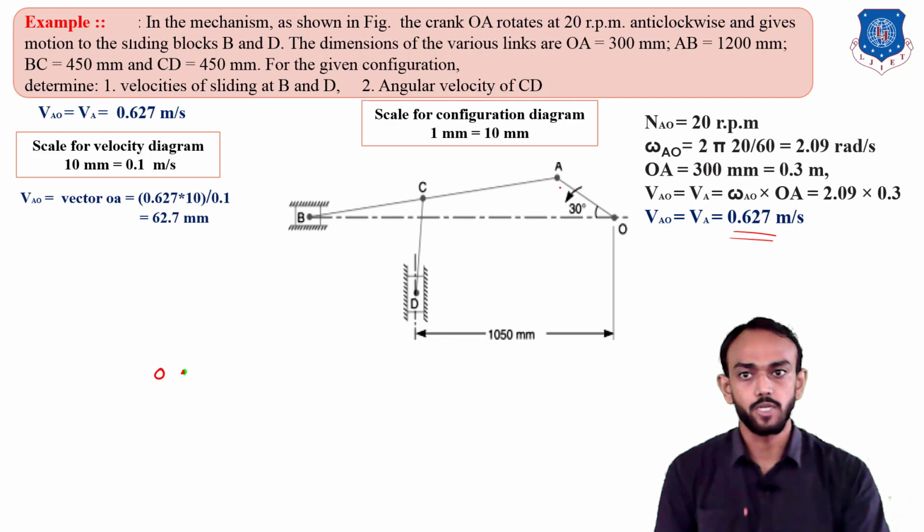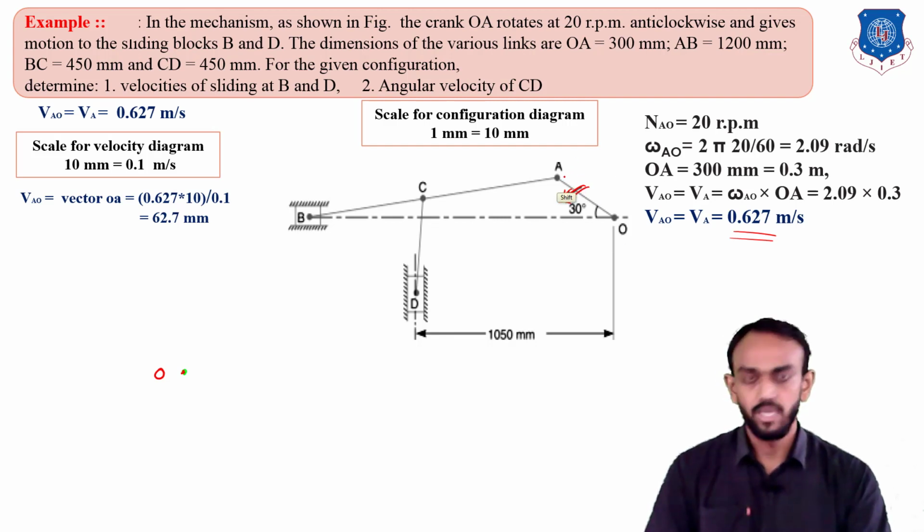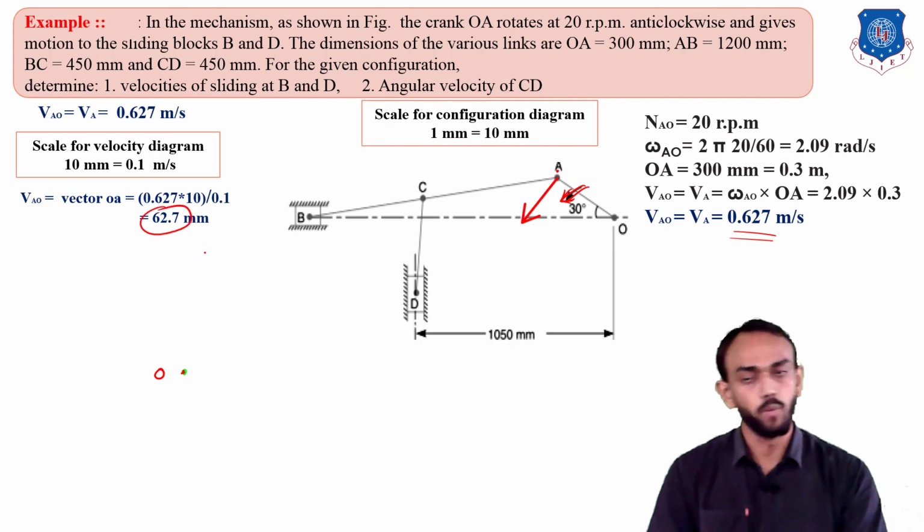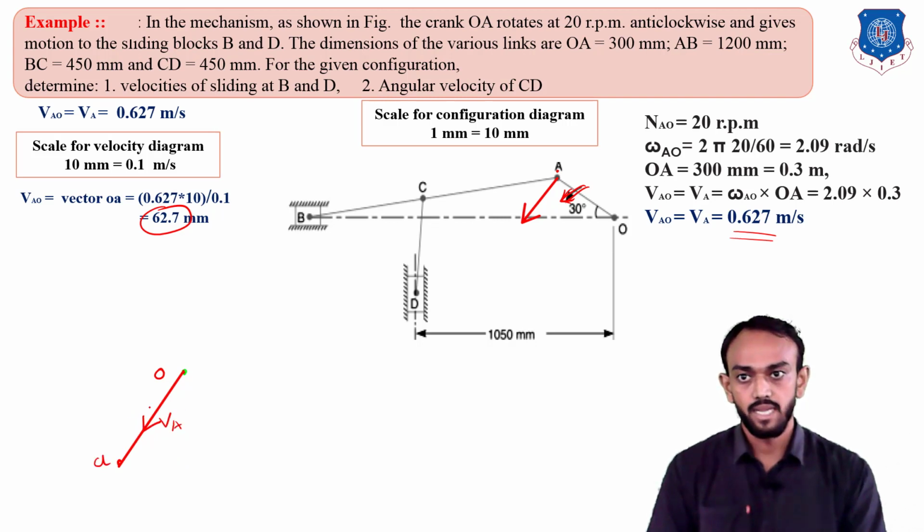Now with respect to O, A is rotating in this direction. You can see this is in the anti-clockwise direction. So we will draw this vector in this direction, perpendicular to the length. Okay, and the length, you know the length, 62.7 mm in this perpendicular direction using the set square from O. Okay, velocity of A with respect to O in this direction like this. And you will get here this point, which is A, and this will be the velocity of A, and this distance is 62.7 for drawing.